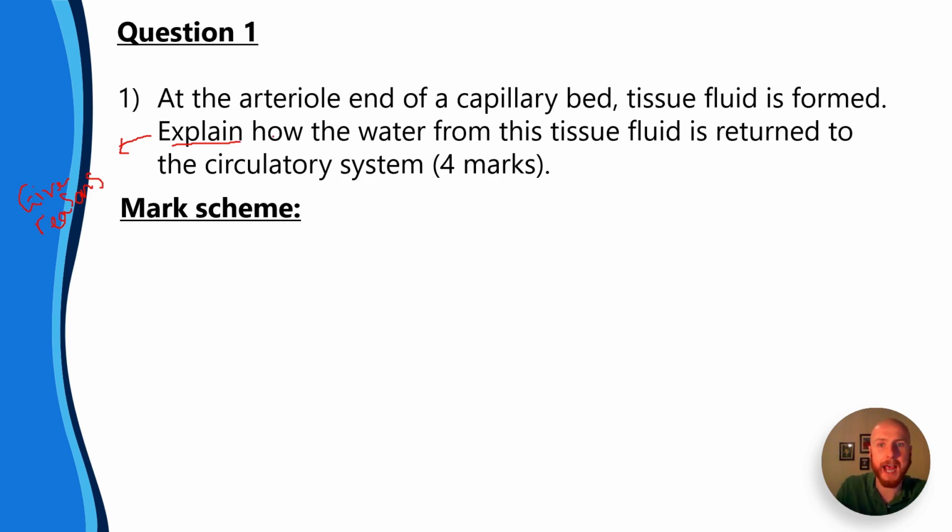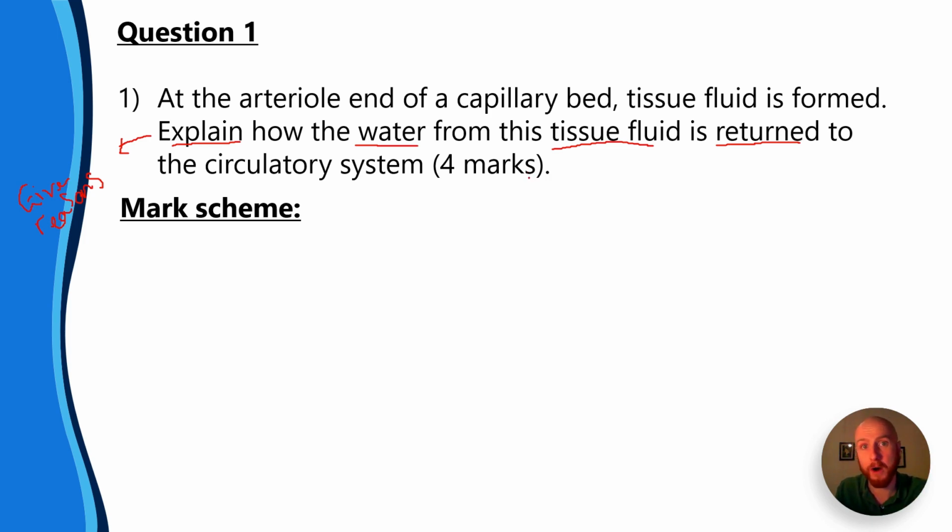So we need to give reasons how the water, and I'm also going to underline water because that's going to be key. We're specifically focusing on water, that molecule made up of 2 hydrogens and 1 oxygen, from this tissue fluid is returned. So returned is the key thing to the circulatory system. So pause the video, have a go at it, and then we'll go through the answer.